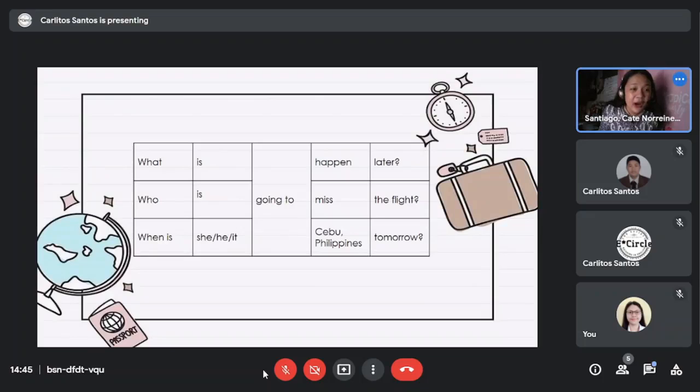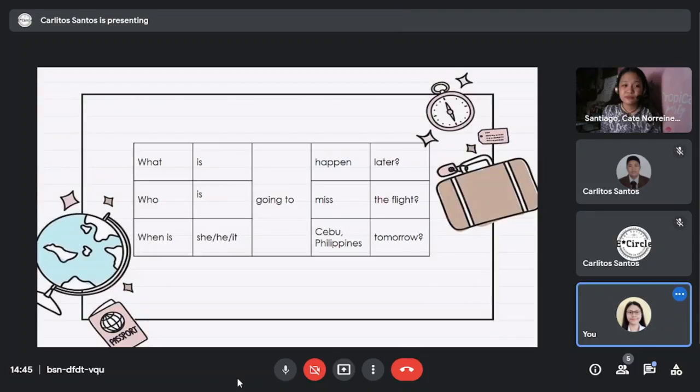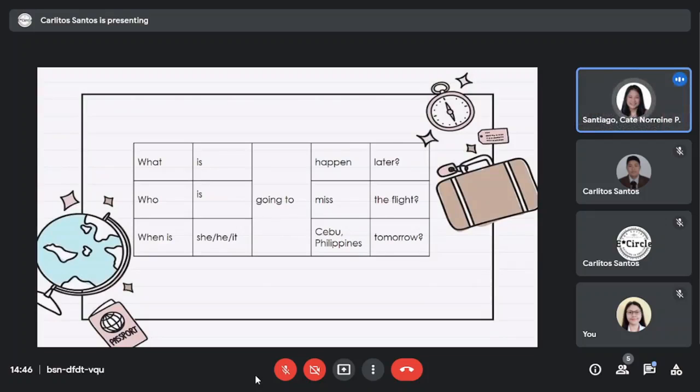Next one, "Who is going to miss the flight?" For example, I, me, myself, Kate, is going to miss the flight. Okay. For the last sentence, Renz, please read. "When is he or it going to Cebu, Philippines?" Tomorrow. Thank you. So that is it for the short answer questions.